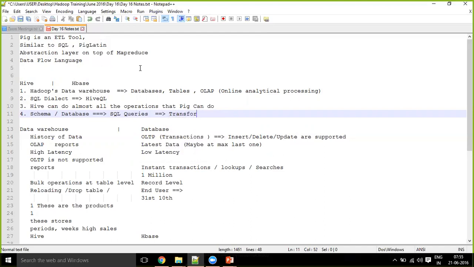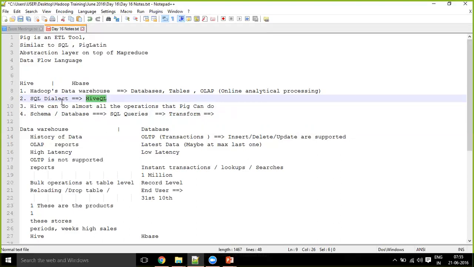Transform your 10 columns table by applying some aggregations and produce some aggregated result table. So that is one kind of ETL transaction, or you can call it one type of transformation. That's the reason why we call it Hive. Hive is a data warehouse, and inside that you can do ETL operations.